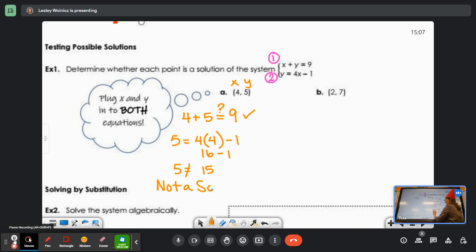So it only took one no to make it not a solution. It doesn't matter that the other one was a yes. It has to make them both true or it doesn't work at all. It's all or nothing.